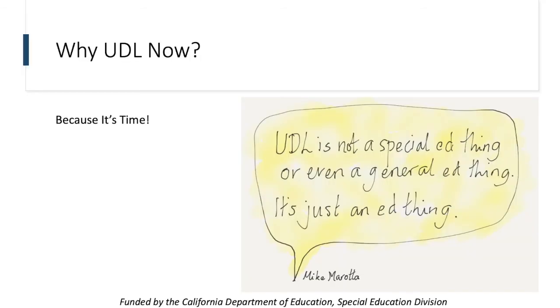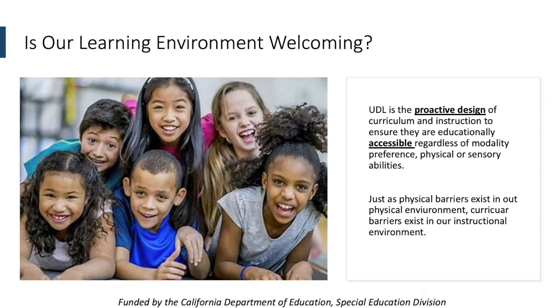To reiterate, UDL is not a special education thing. It is a Tier 1 multi-tiered system of support, universal, imperative for all students to benefit from their learning experience in the way they engage, process information, and provide multiple means of demonstrating their level of understanding. To continue building background, let's dive in. UDL is the proactive design of curriculum and instruction to ensure accessibility is afforded to all regardless of learning preference, physical or sensory abilities. Just as physical barriers exist in our environment, curricular barriers exist in our instructional environment.